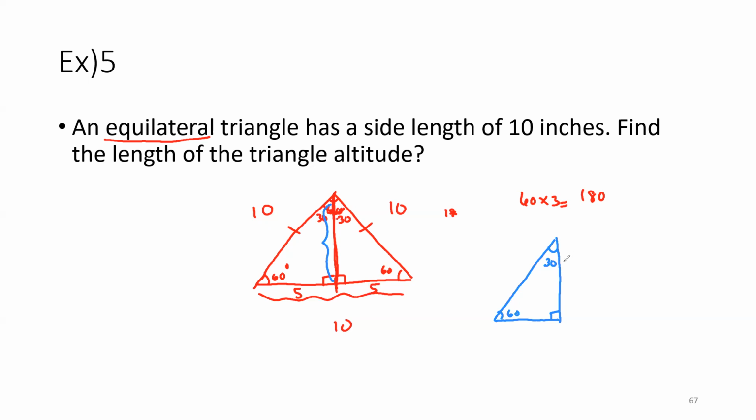Okay, so now we have a 30, 60, 90, and this length is 10 and this length is 5. So what we've got to do is find this length. We'll call it x, the altitude, right? So according to the 30-60-90 triangle, angle 30 has a side length of 5, which is also called x. So x is 5. Well, let's call this not x, let's call it y, so we don't get confused.